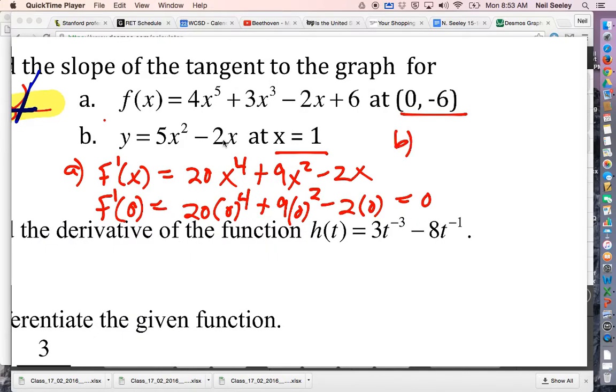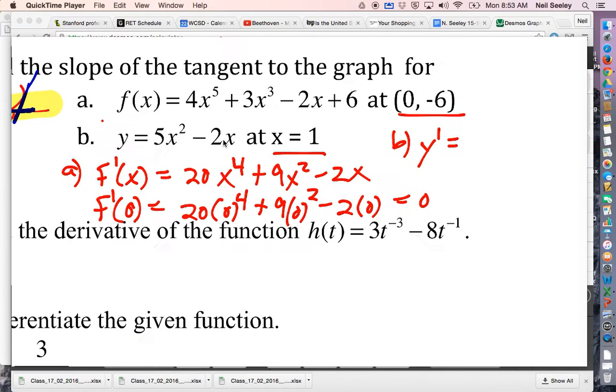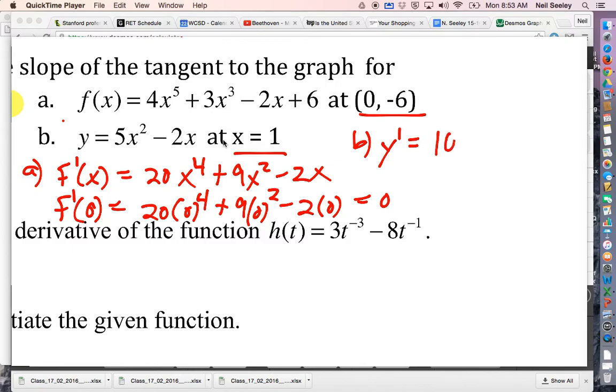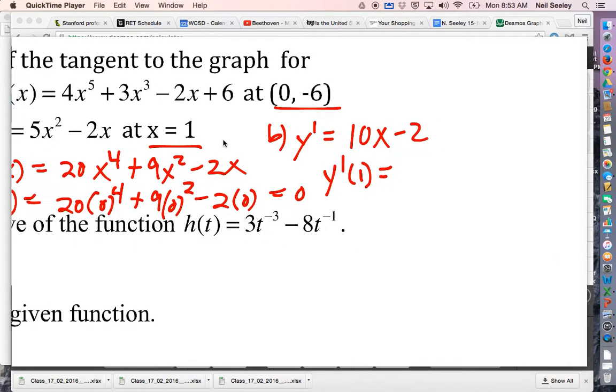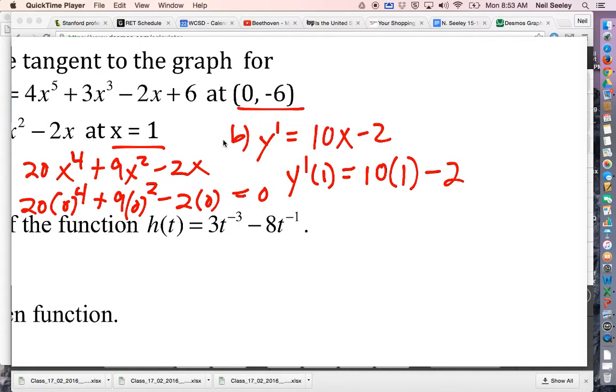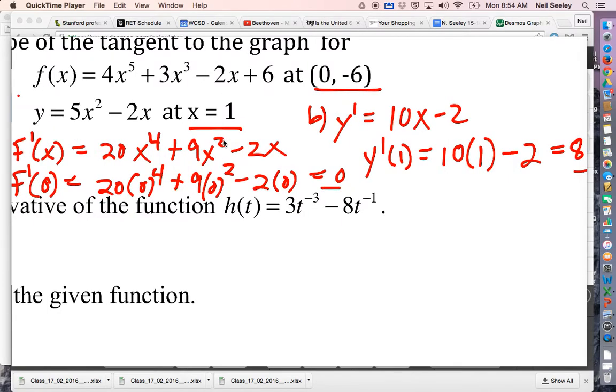Okay, so we're going to go to part B on this one. Derivative in part B, y prime would be 10x minus 2. And for that one, it says, hey, what's the slope at x equals 1? So what I'm going to do is put 1 in to this function. And so it'd be 10 times 1 and minus 2. So I'm going to get 10 minus 2, which is 8. The slope of the tangent line is 8 at that spot.